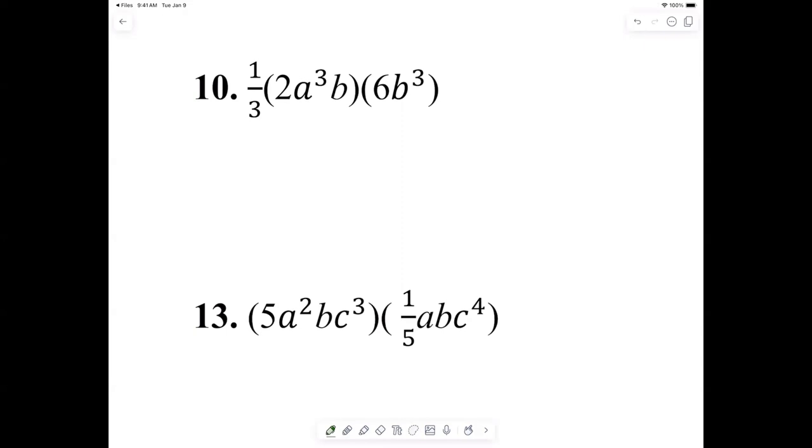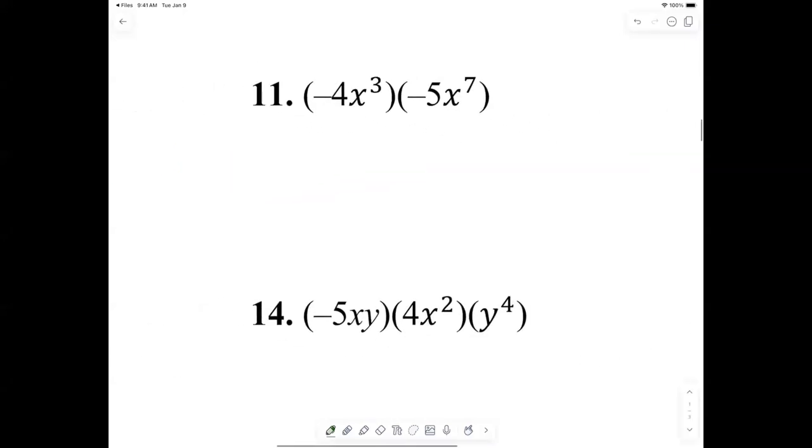2/3 a. Well, do the numbers first. A third times 2 times 6. We don't need a calculator for that. 4a cubed b to the power 4. Yes, no plus though, right? All right. So again, dealing with the fractions, it was easy to say 6 divided by 3 is 2. 2 times 2 is 4. Anybody have any problem with that? All right, 11. Next.